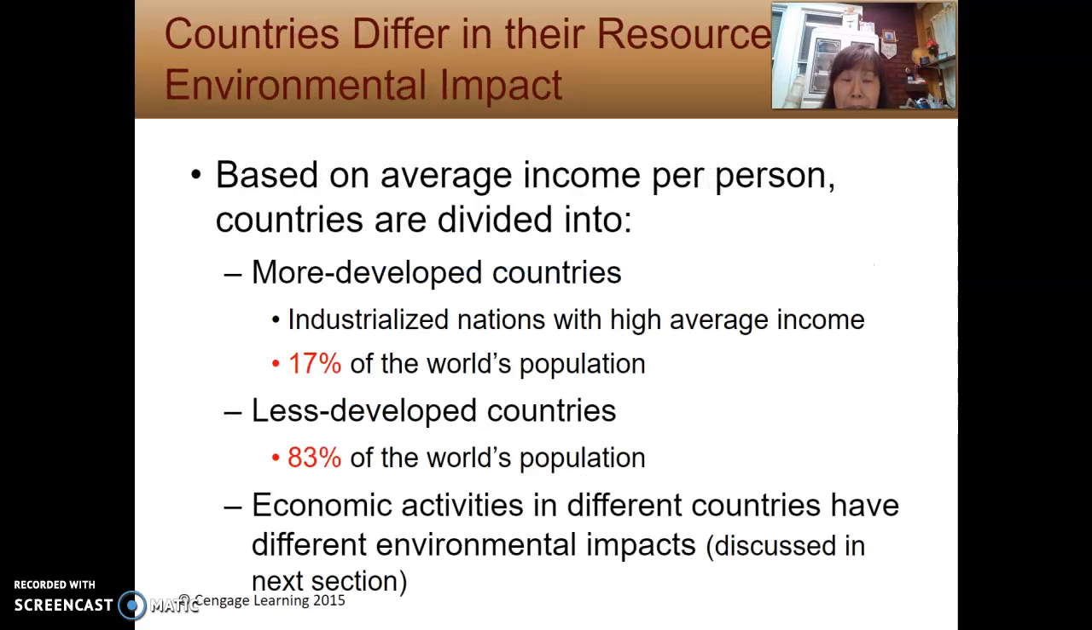So one more thing we need to know is the based human consumption. So based on average income per person, countries are divided into more developed country. So these are industrialized country, and then they compose of 17% of world population, but they consume a lot of resource. On the other hand, the 83% of the world population, they consume less, but they could take a lot of actions which harm the environment.